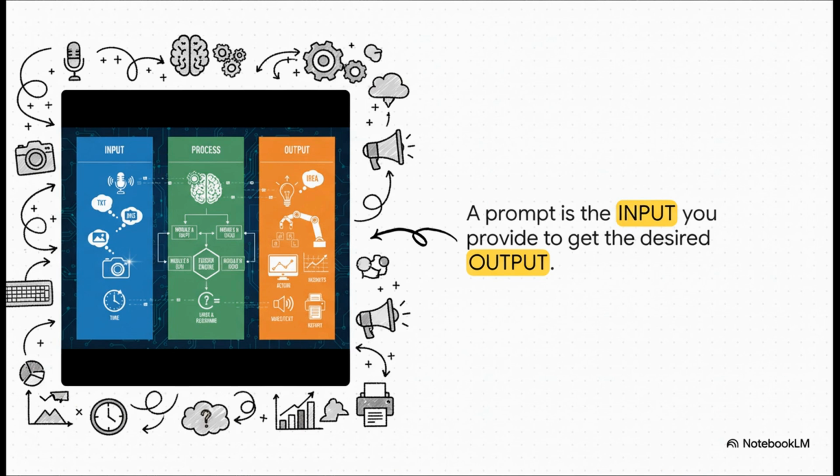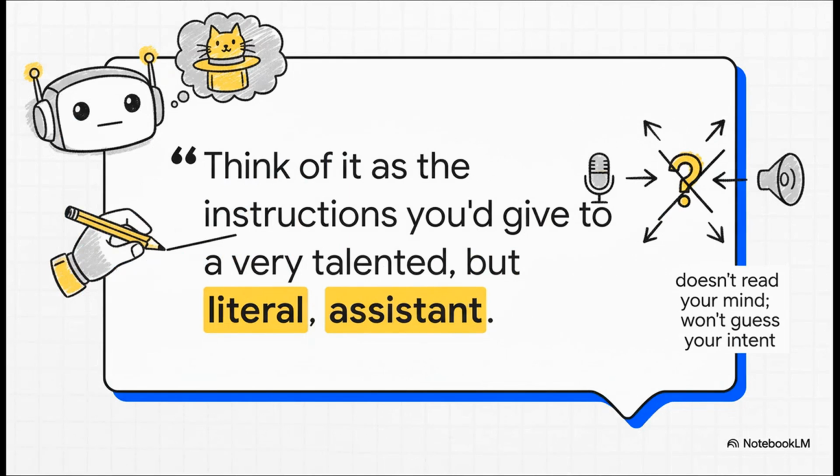It's that classic saying, garbage in, garbage out. But the flip side is true too. Quality in, quality out. I absolutely love this analogy. Your AI is incredibly capable, sure, but it can't read your mind. It takes your words at face value, and that's it. It's not going to guess your intent. It will execute your instructions exactly as you've written them.